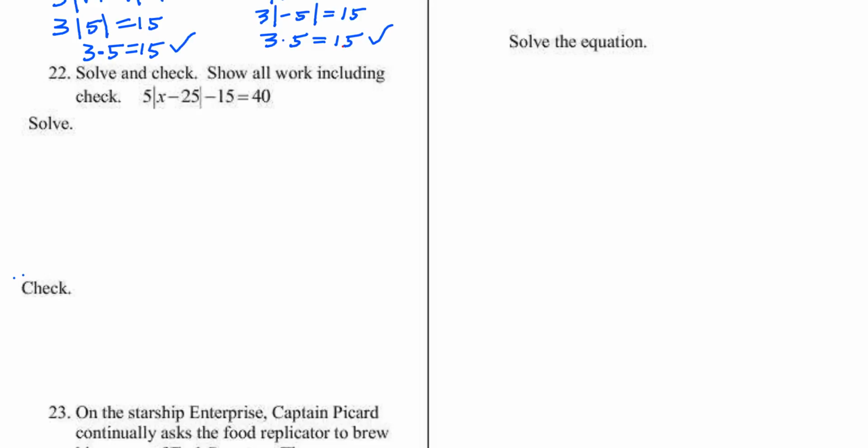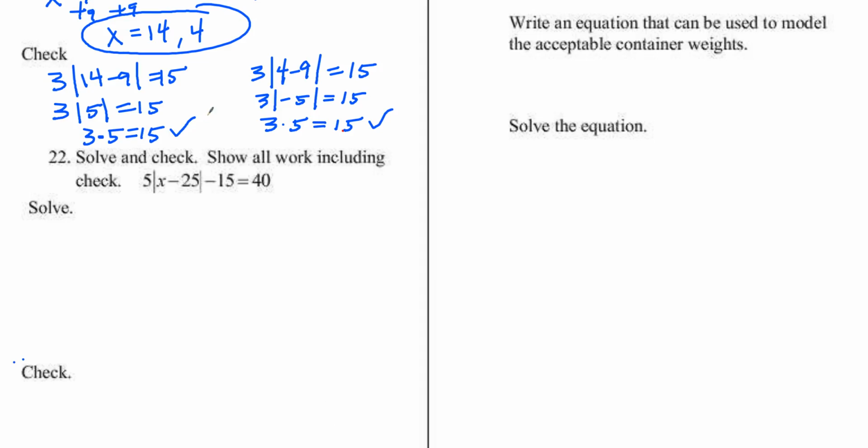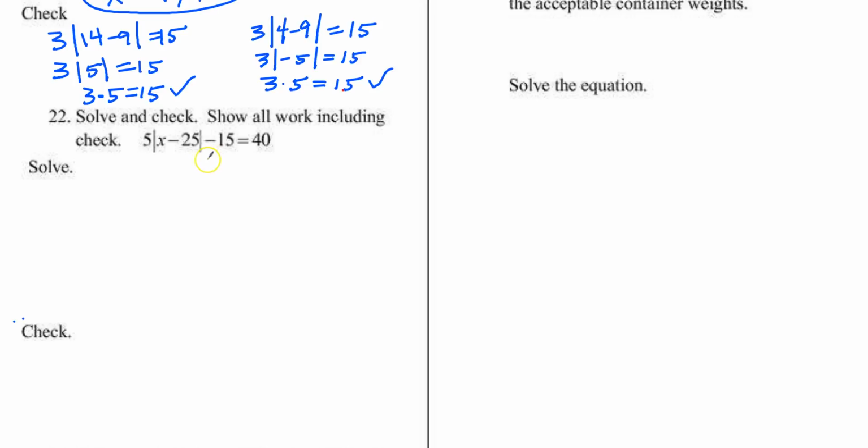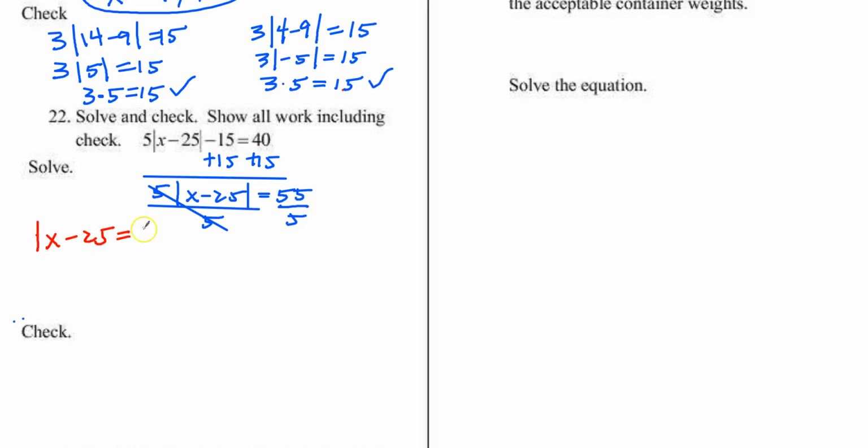22. I'm going to start by adding the 15 to both sides, to get 5 times the absolute value of x minus 25 is equal to 55. Divide everything by 5. So the absolute value of x minus 25 is equal to 11. So I can make my two equations. x minus 25 equals 11. x minus 25 equals -11.